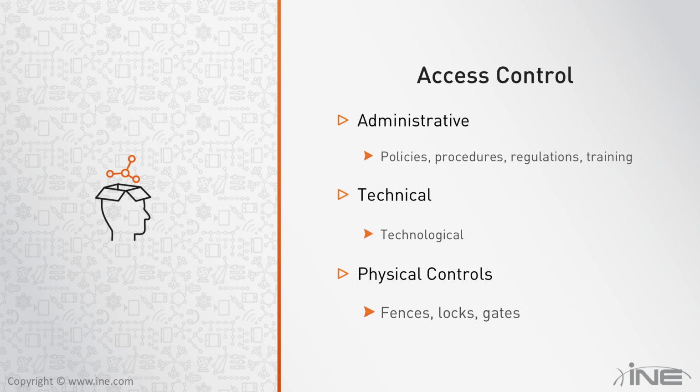And the physical controls can be anything that can prevent a person from accessing the building. In this case, it can be a window, a fence, a lock, a gate, anything that can physically prevent access to any building or any place. So these are the three categories that we're going to have in order to talk about access control types.